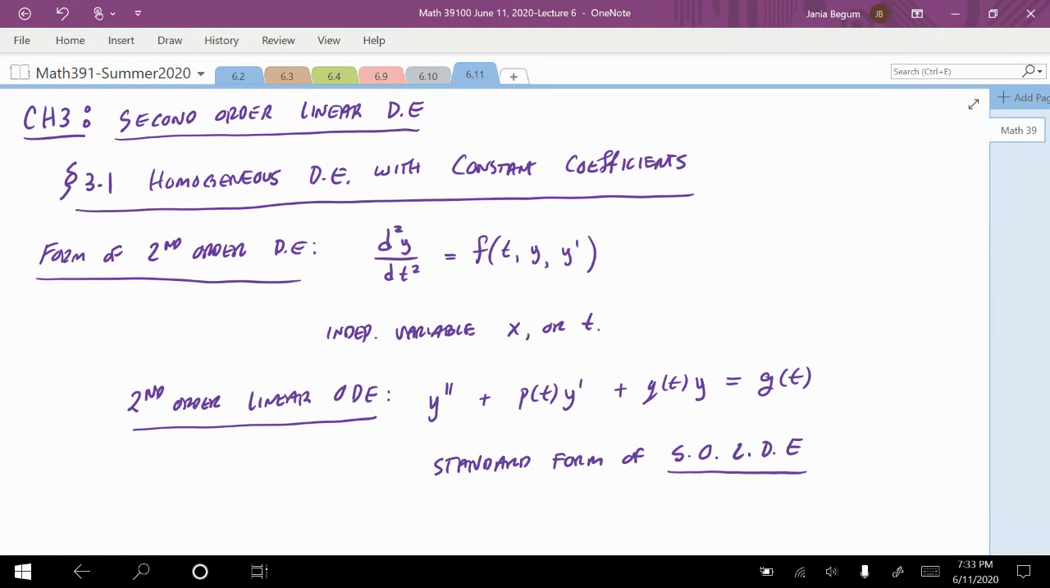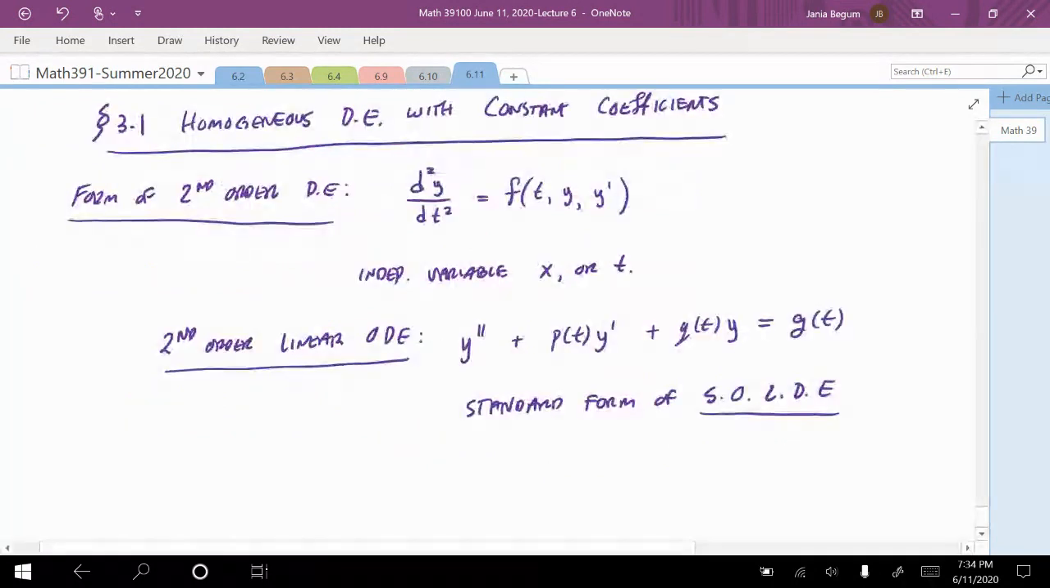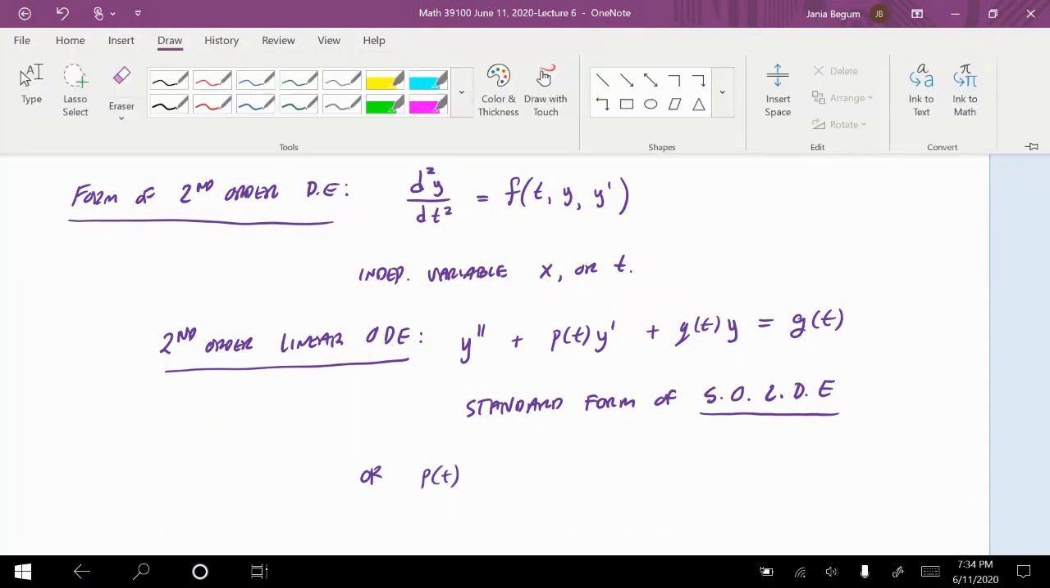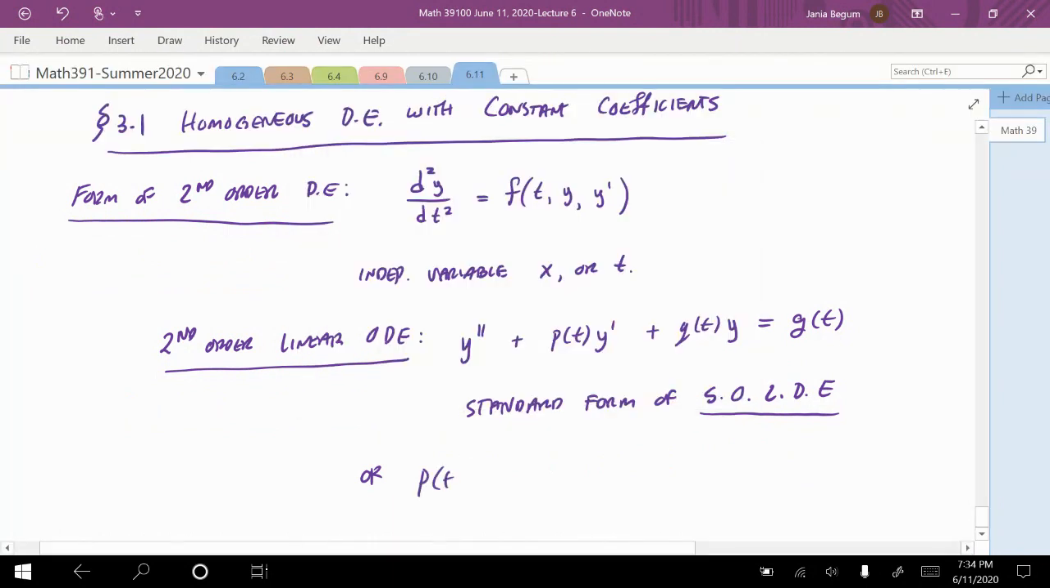Now, sometimes the second order can also be expressed in this form where you have a function, say p of t. So let me just write my notation in a different way. So let's say big P of t. Okay, so you have big P of t times y double prime plus q of t times y prime plus r of t times y is equal to g of t. So you could also be given second order linear differential equation in this form.